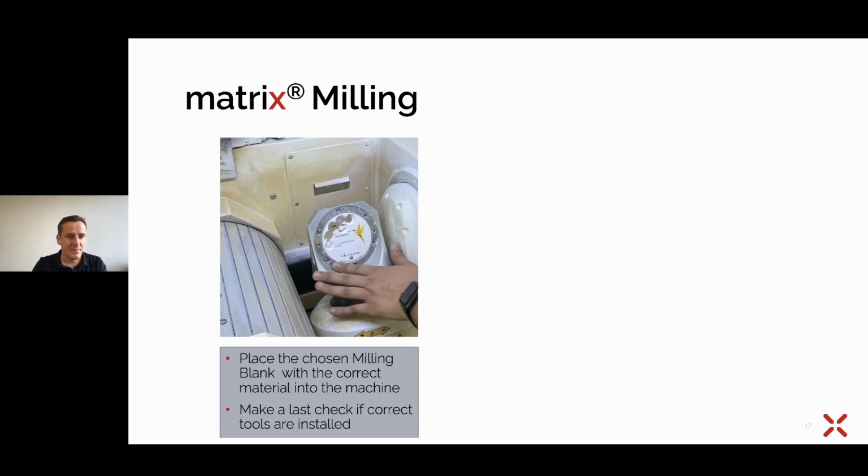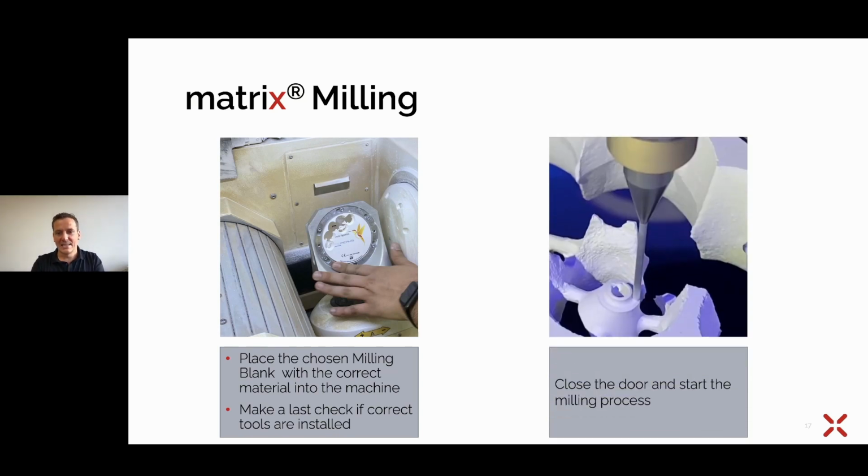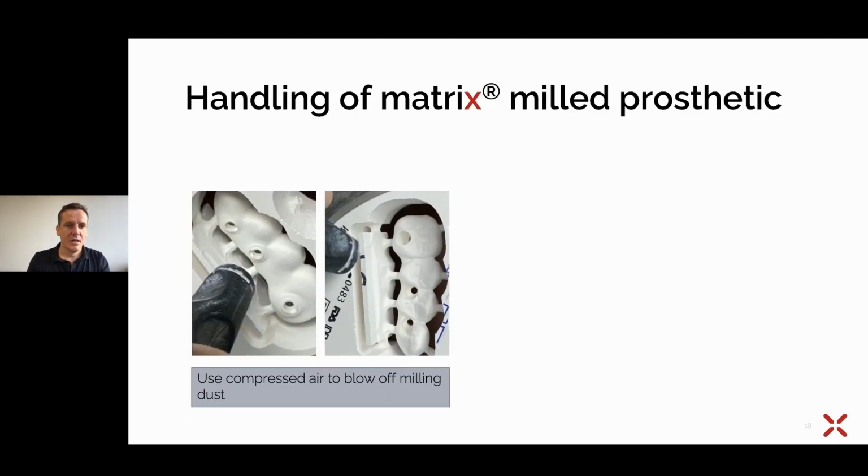So okay, next step: when you have everything and have fed your CAM software, please choose the right material, place your blank into the machine in the standard way, then close the door and let the machine do its magic. You can see here on this picture the matrix connection, and the strategy is following certain lines which we already talked about to reach this high precision. Here you can see a 3-unit bridge, milled, not sintered, just as it comes out of the machine.